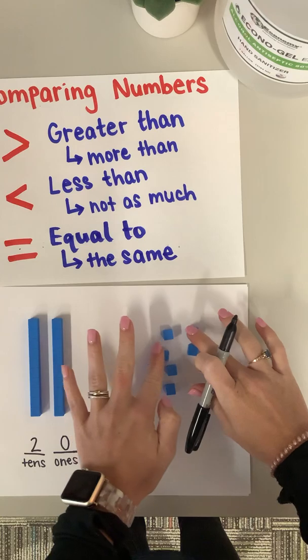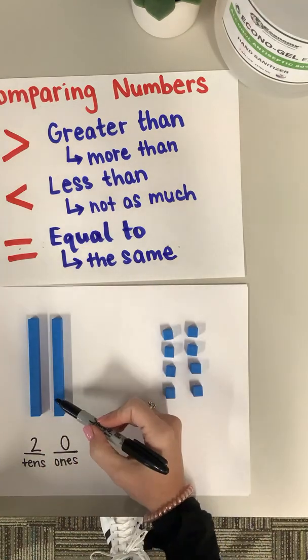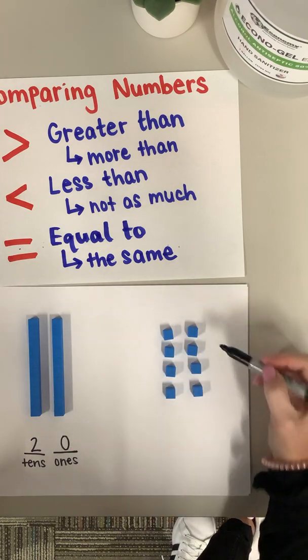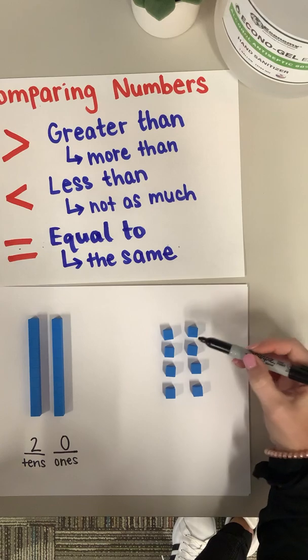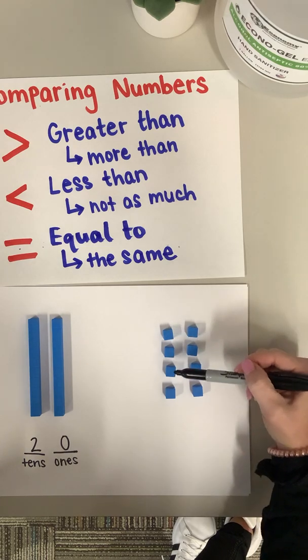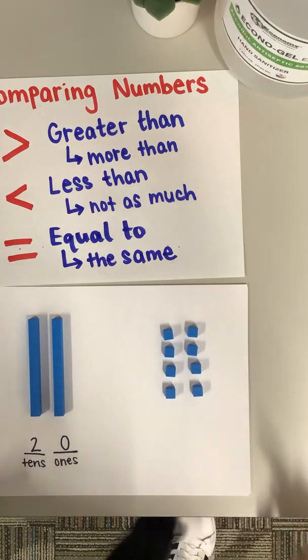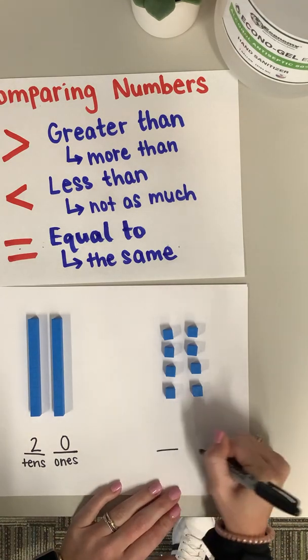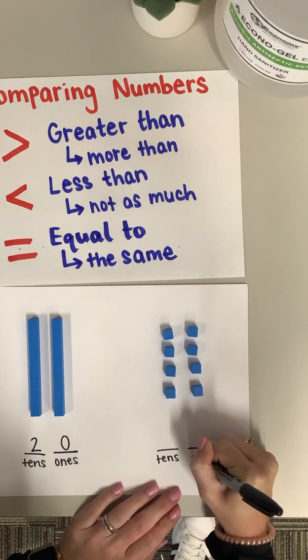Now, I don't see any 10's blocks. I just see 1's cubes. So instead of counting by 10 like we did over here, we're going to count by 1. Will you count with me to figure out what this number is? 1, 2, 3, 4, 5, 6, 7, 8. My number is 8.